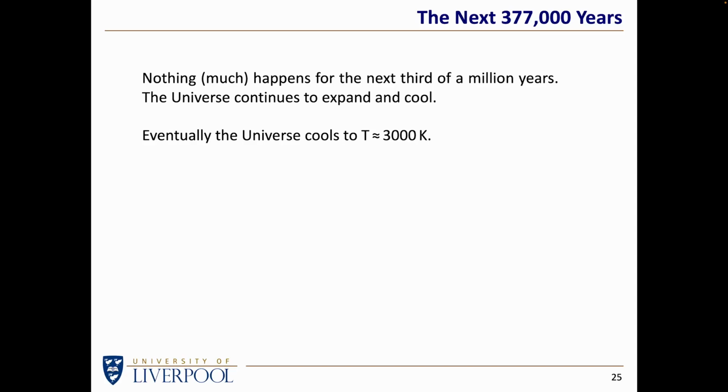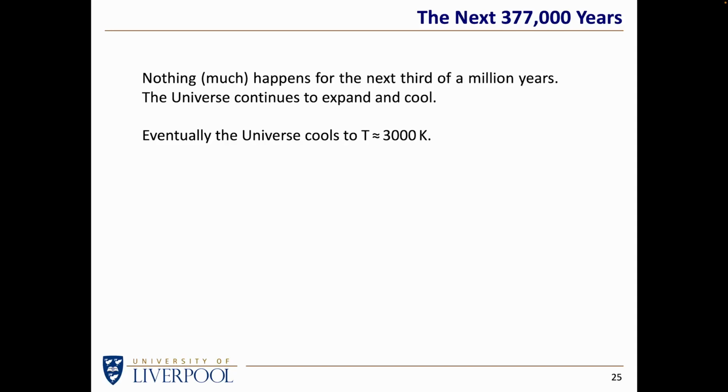Why is 3000 Kelvin important? Because that is the temperature at which a positively charged nucleus, like a proton, the nucleus of hydrogen, or an alpha particle, the nucleus of helium, can start to capture an electron. A positively charged nucleus can capture an electron, which can then orbit around the positively charged nucleus.